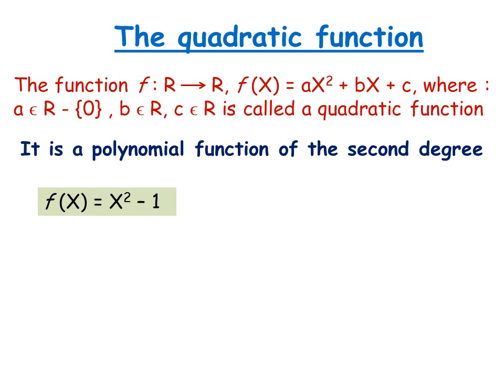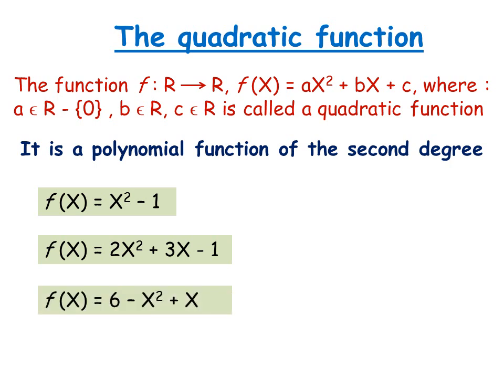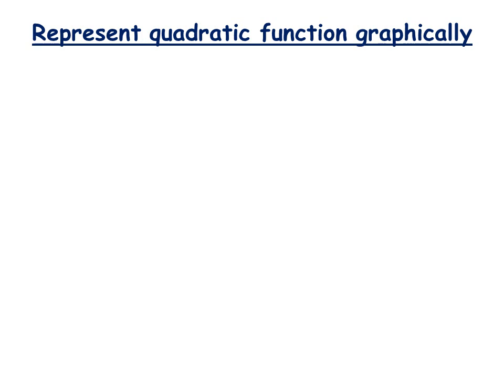Here I have b equals 0. The function f(x) equals x squared plus 3x minus 1 is a polynomial function of the second degree, so it's a quadratic function. Also, 6 minus x squared plus x is a quadratic function as it's a polynomial function of the second degree. Okay.